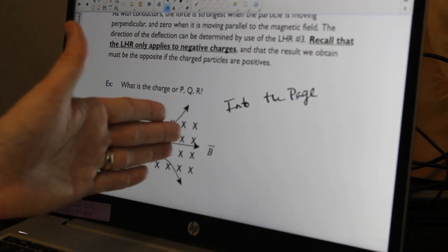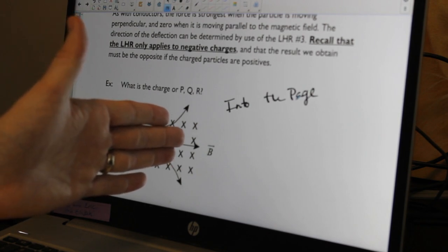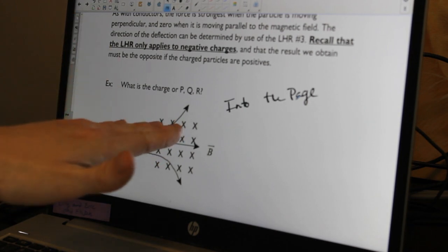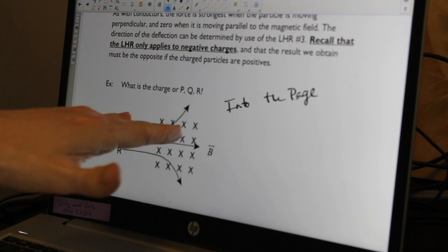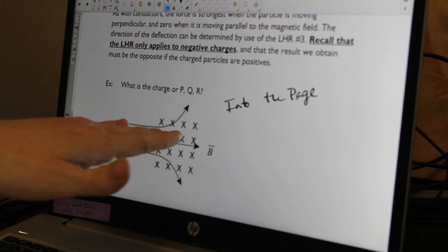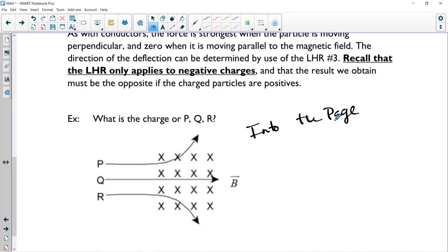Doesn't matter which way your palm is pointing or which way your thumb is pointing. Right now it only matters what your fingers are doing, and the fingers represent the magnetic field. The thumb represents the direction of an electron. So all of our particles are traveling to the right. I point my thumb to the right, and then I worry about what my palm is doing. My palm is pointed down, therefore that's the force that an electron experiences. So an electron, when it enters this field going into the page, is going to move down. So that means that R is the electron.